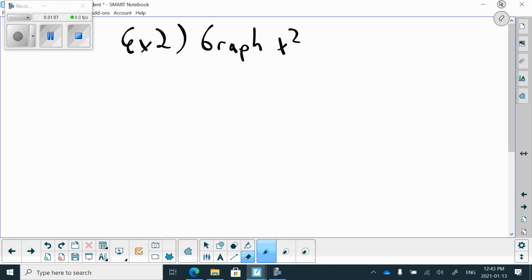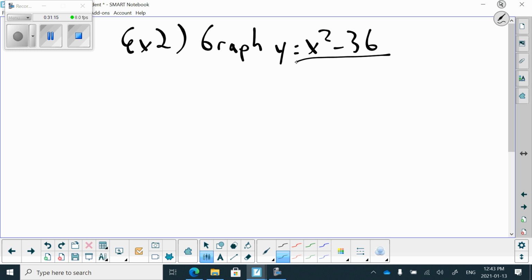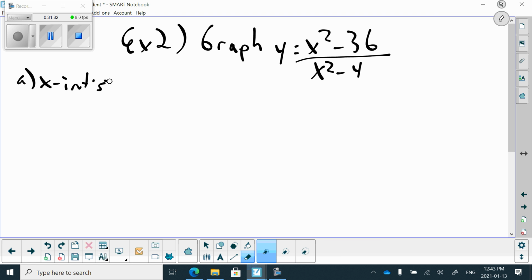So this one is graphing y is equal to x squared minus 36 over x squared minus 4. Again, I like to start with my x-intercepts. Except this time I've got something going on. Because where do we find our x-intercepts again? Numerator, so what do we have to do?